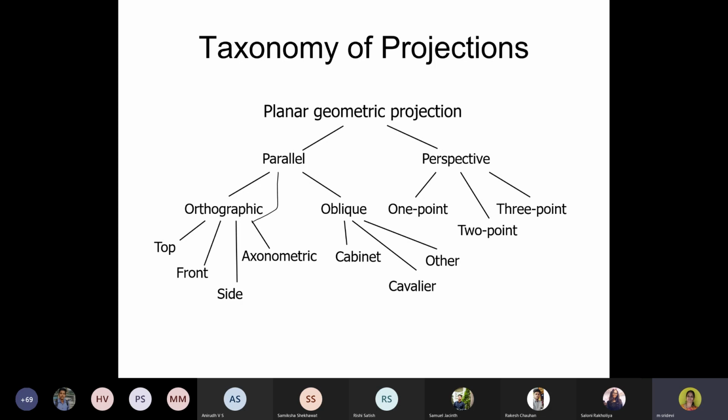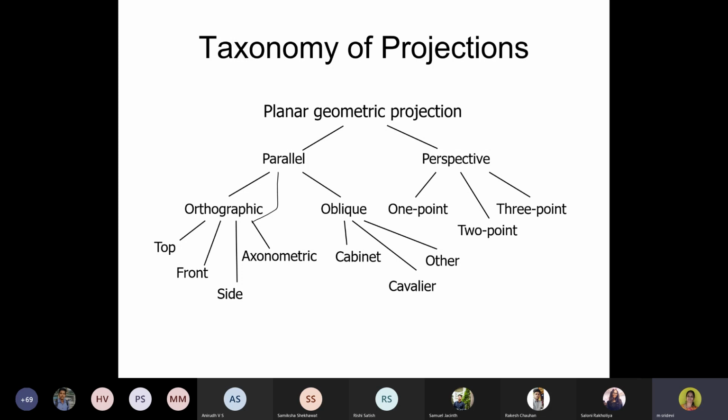Another major category of projection is perspective projection. It's categorized as 1 point, 2 point, and 3 point. I think we have started with orthographic projection. I have given you the basic preliminaries with respect to projections.